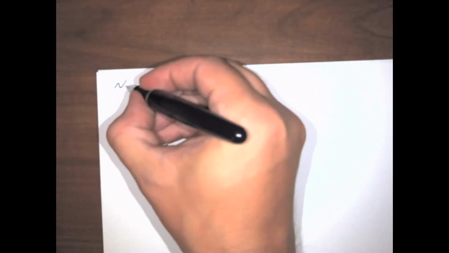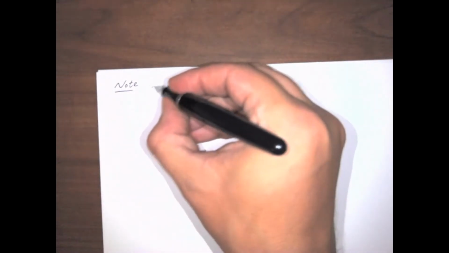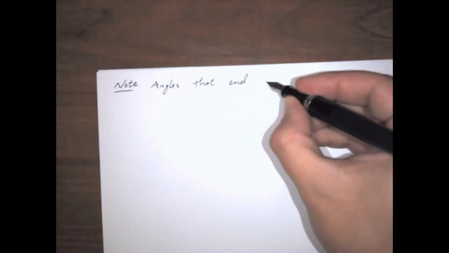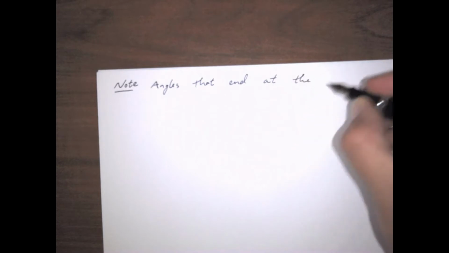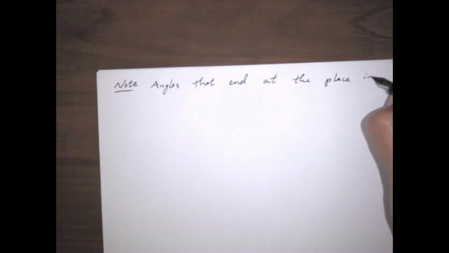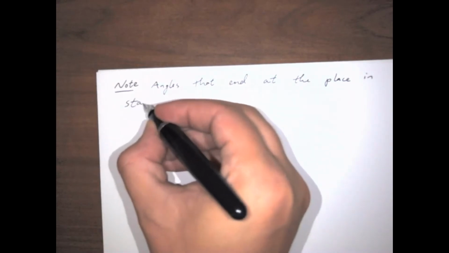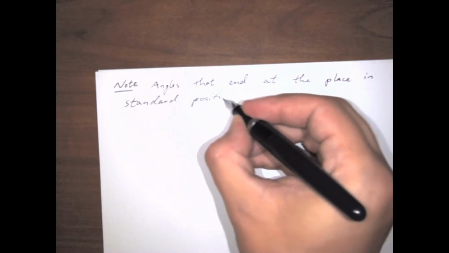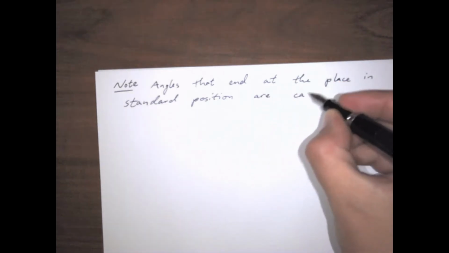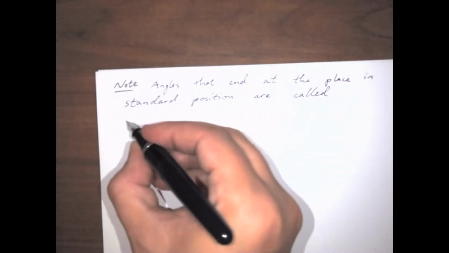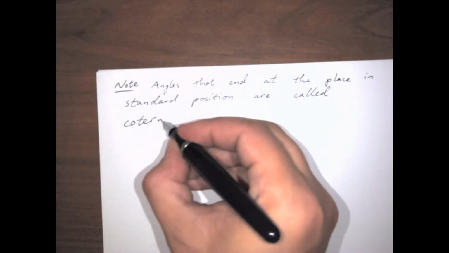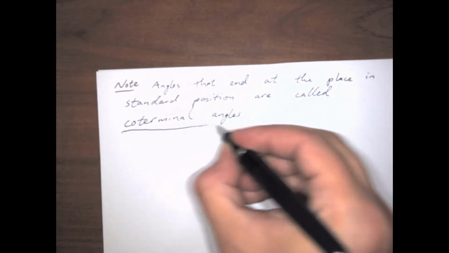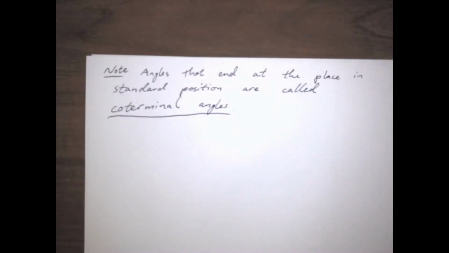So note, angles that end at the same place in standard position are called coterminal. Coterminal angles. So that's ending together.